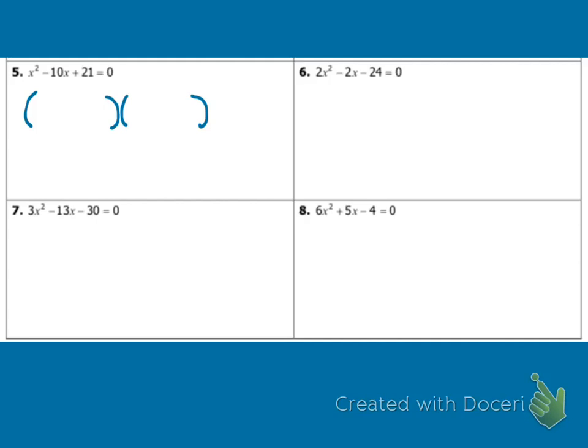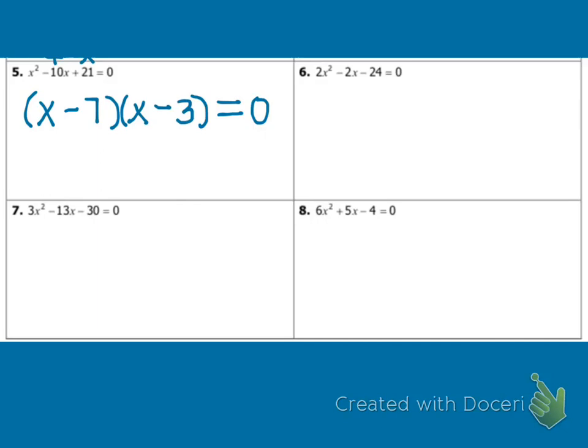So we know that both of the binomial factors, if this is factorable, and at some point we're going to come across some that are not, but most of these should be factorable, are both going to start off with an x in our binomials. And then I'm looking for 2 factors that multiply to give me 21 and add to give me negative 10. Right away I start thinking about 7 and 3. And so negative 7 and negative 3 would work, because they multiply to give me positive 21, and adding negative 3 and negative 7 gives me negative 10.